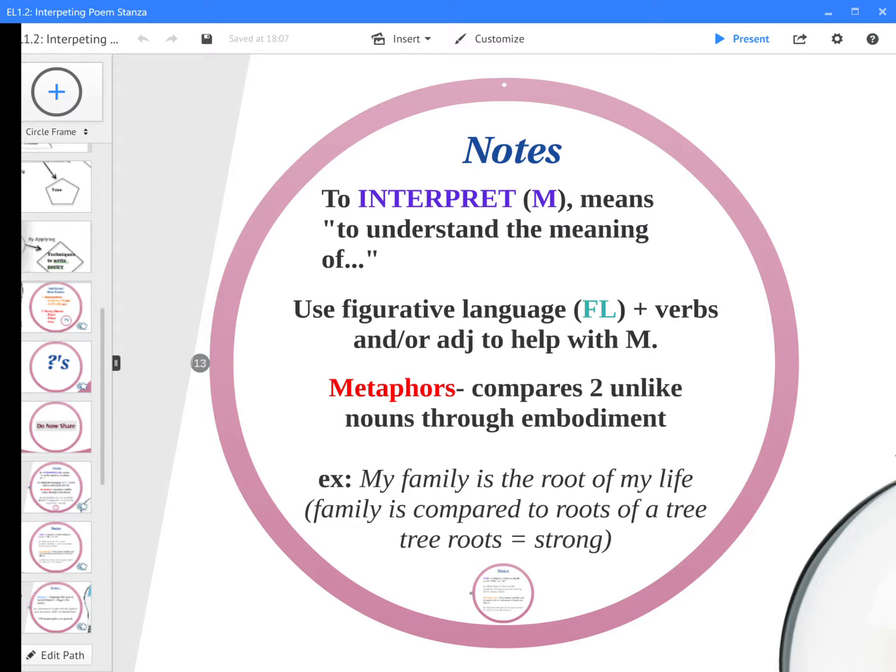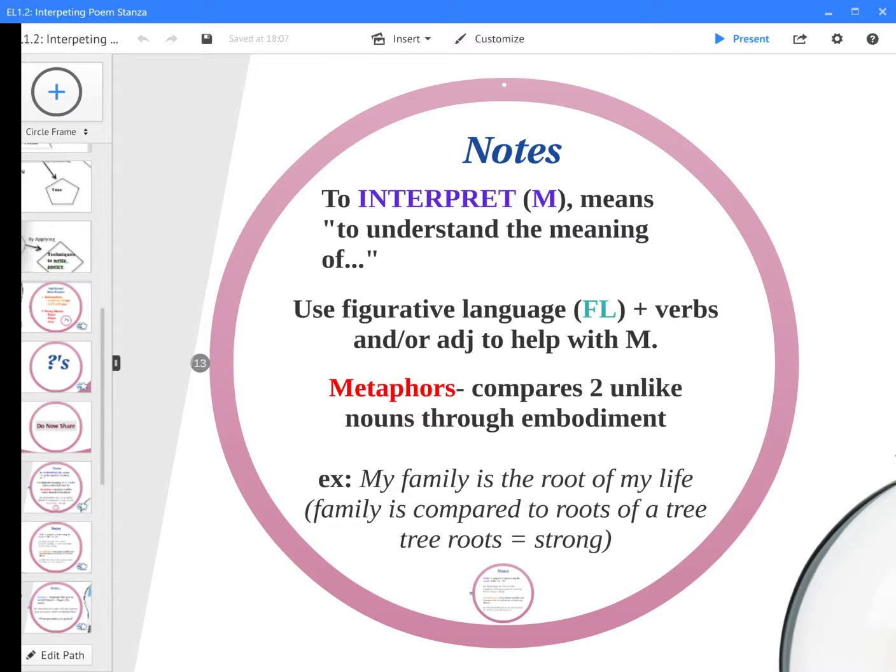All right. Today's lesson was simply about interpreting lines of poems. When we say interpretation, we're talking about trying to understand the meaning of particular lines in a poem. And we want to think about the language being used, specifically looking at figurative language and how figurative language can help us to come to a nice understanding of what a line could possibly mean within a poem.